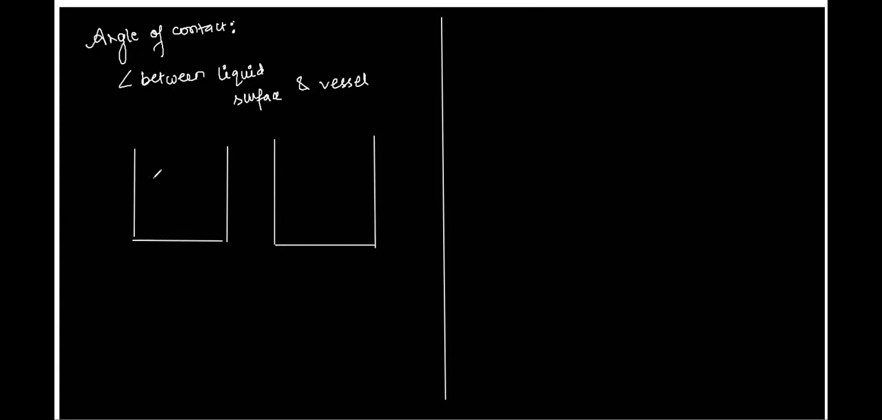Let's say we have water, it might look something like this. Let's say we have mercury, it might look something like this. One is called a concave surface, one is called a convex surface. So from here, this will be called concave, whereas this one will be called convex. Concave and convex.